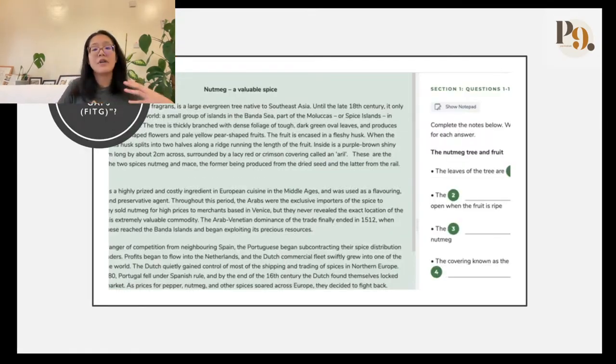On the left hand side you see this is a text, and on the right hand side you see there are some questions. What you need to do is to read the text, get some words from the text, and answer the questions on the right.